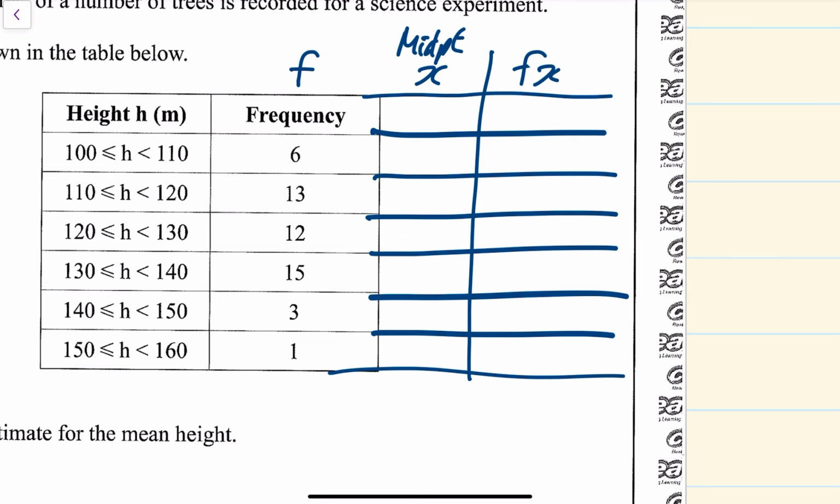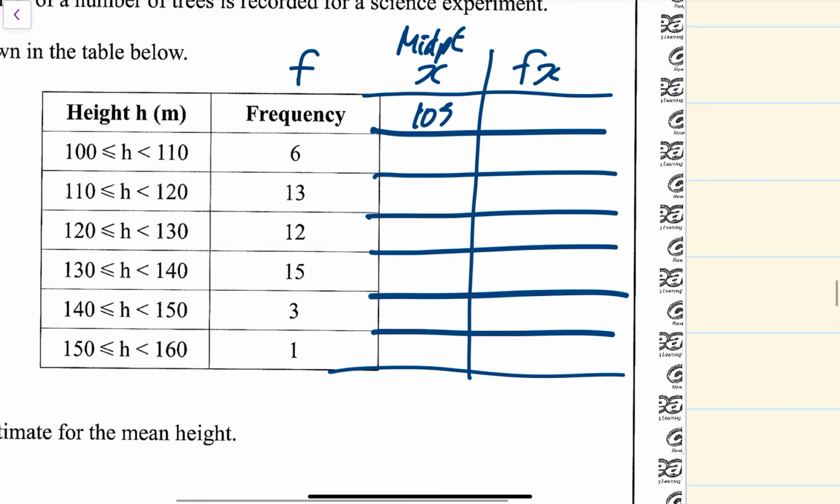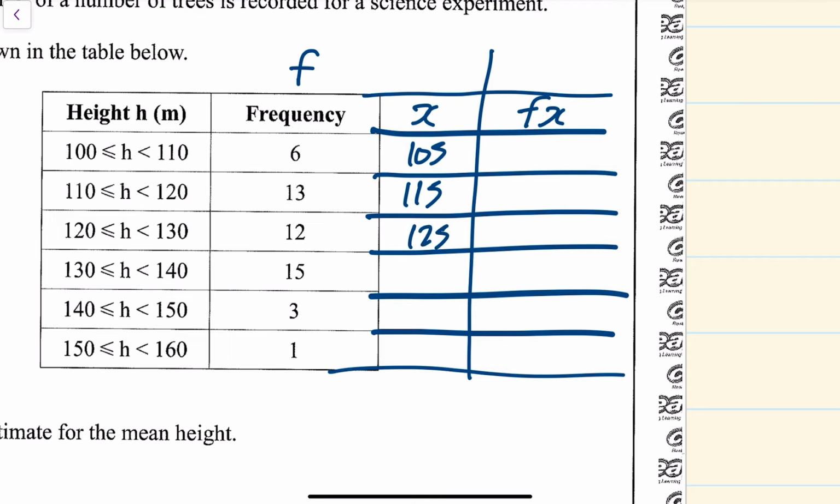You add 100 and 110, divide by 2, you'll get 105. Do the same for the next one. You're going to 110 plus 120, divide by 2. Oh, sorry, I've written that in the wrong place. That should have been here. That should have been my midpoint x, and that's my fx. Do that again. Add 100 plus 110, divide by 2, you get 105. And then that's going to be 115, 125, 135, 145, 155.